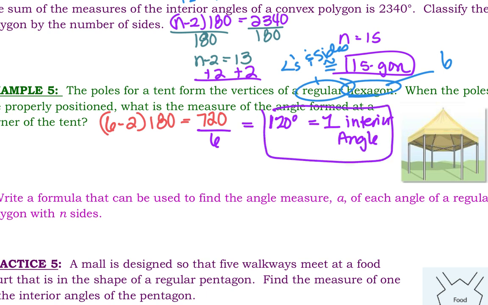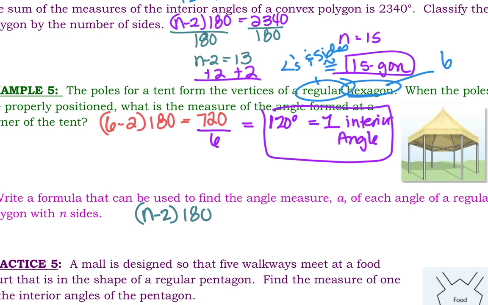All right, so let's look at what we did. We used the formula. What was the formula that we used first? N minus 2 times 180. And if I wanted to find the measurement of the angle, what would we have to do with that number? What did we do after we found the total? Divided by n.